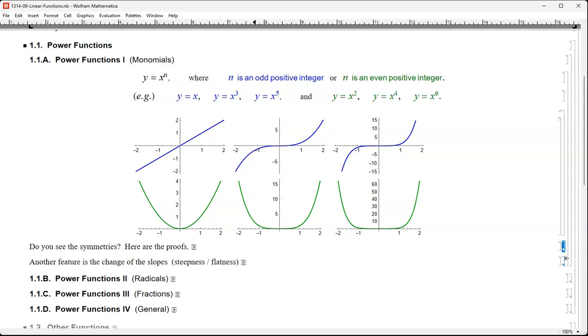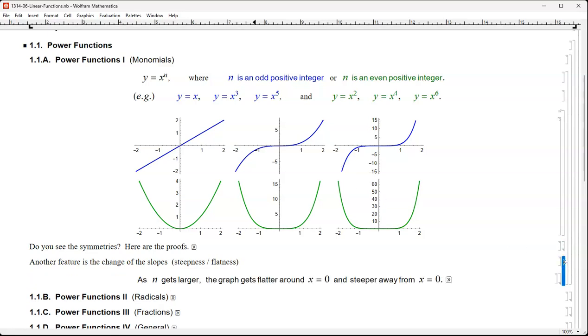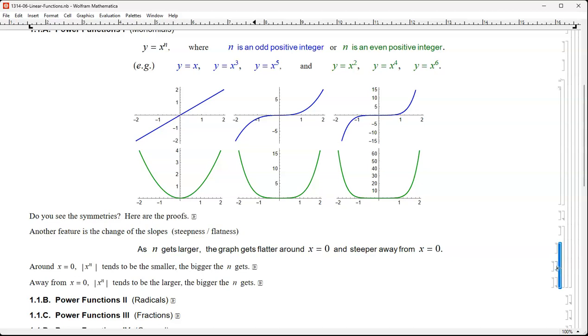And here's another feature. Look at the slope, steepness, or flatness, whatever you may want to call it. Do you realize that as the power gets larger, first power, second power, third, fourth, fifth, and sixth power, the graph gets flatter and flatter and flatter around the origin. Also, as I move away from the origin, to the right or to the left, the graph gets steeper, steeper, steeper as n gets bigger. You can understand that kind of behavior like this.